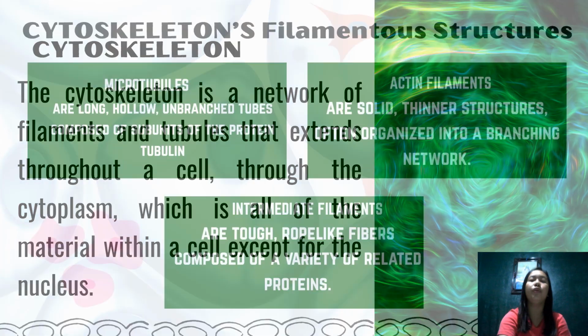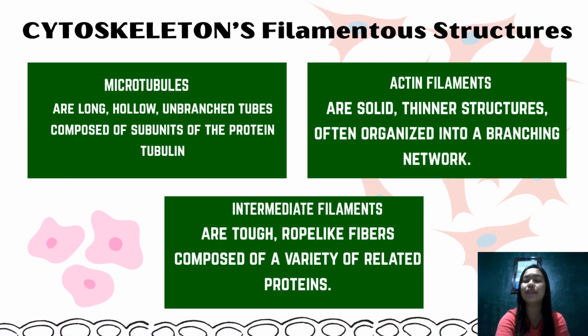Next, we move on to the cytoskeleton filamentous structures. First, we have the microtubules. These are long, hollow, unbranched tubes composed of subunits of the protein tubulin. Microtubules play a crucial role in intracellular transport, cell division, and maintaining cell structure.